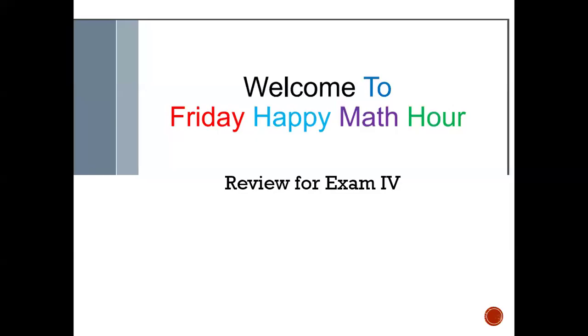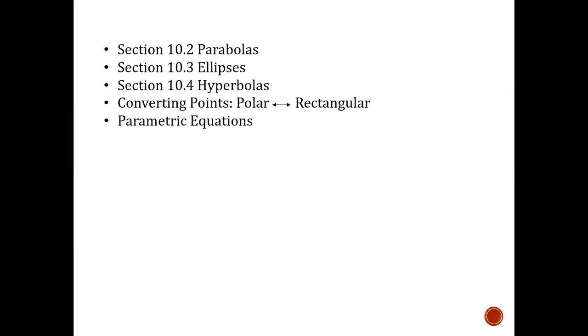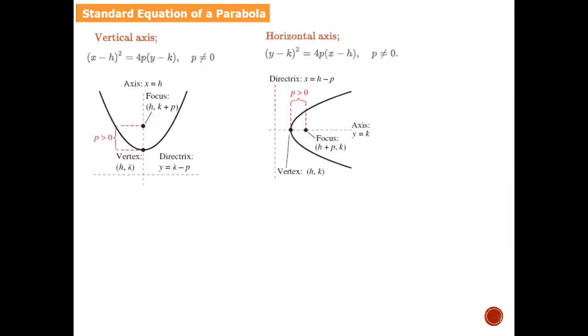Friday Happy Math Hour. We're going to review for your exam for today for your Math 2412. So let's go ahead and get started. The sections that we're going to go over today are sections 10.2, parabolas, 10.3, ellipses, 10.4, hyperbolas, and we're going to review converting from polar to rectangular, and we'll go through parametric equations. All right, so let's get started.